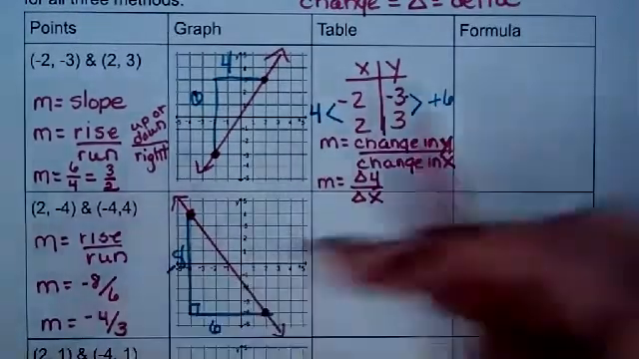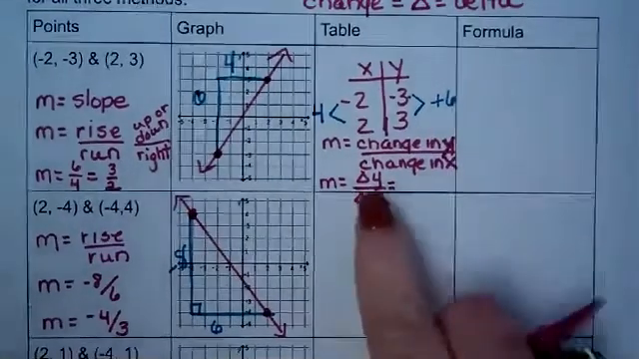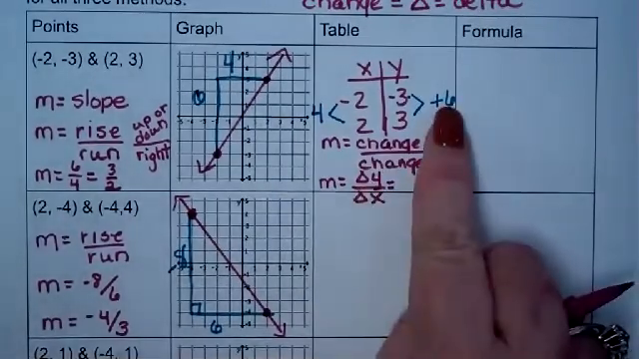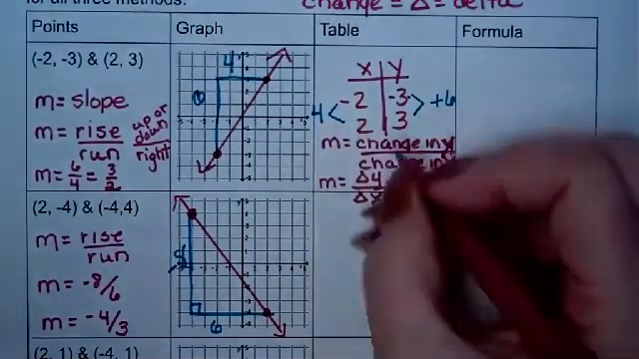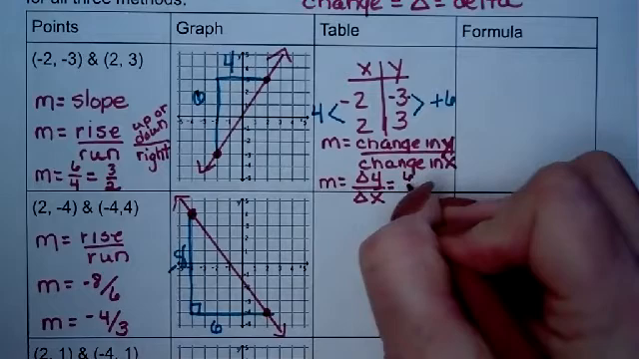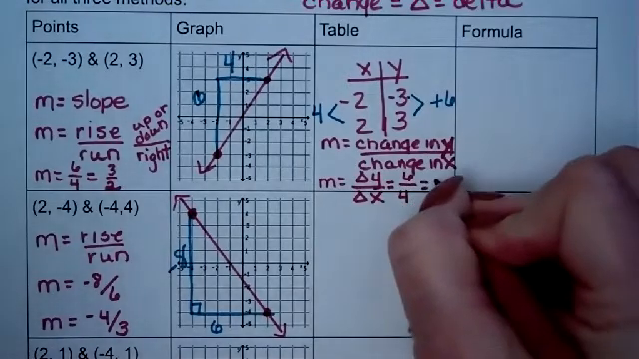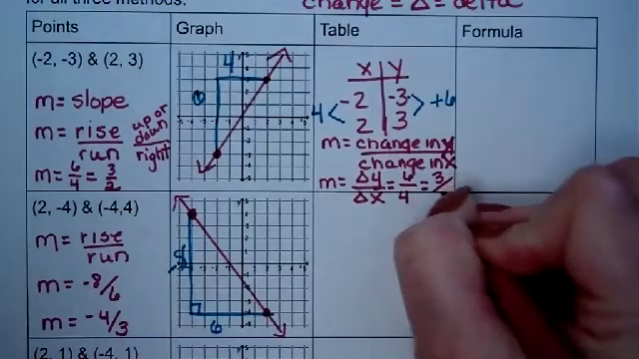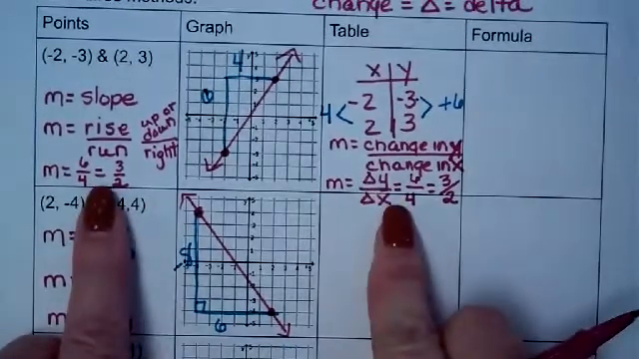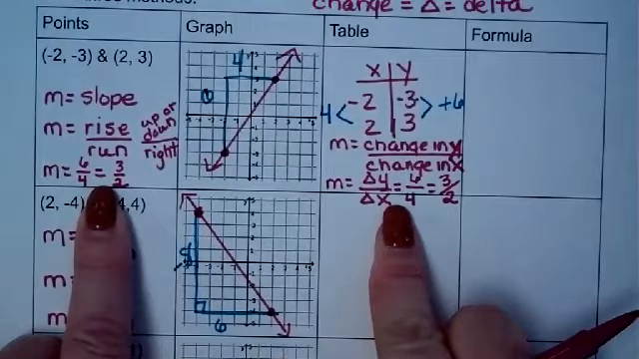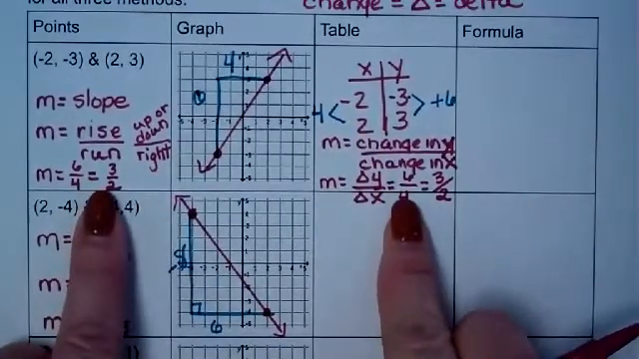So if I look right here, now be careful, change in y is over here at 6. Change in x is over here, which is 4. Don't get them mixed up. That would be 6 over 4, which we know simplifies to 3 over 2. Now I want you to look right there. Whether I did the table or the graph, this part right here was exactly the same.